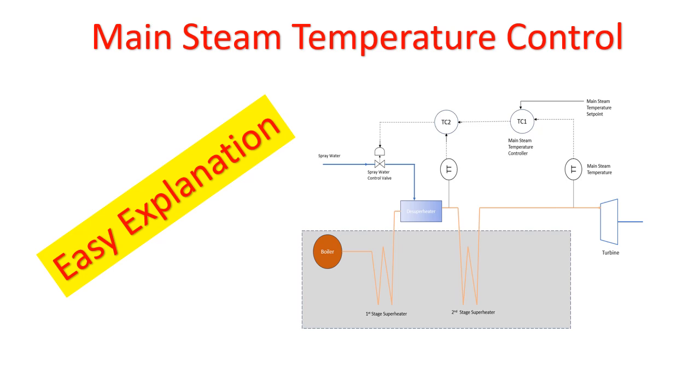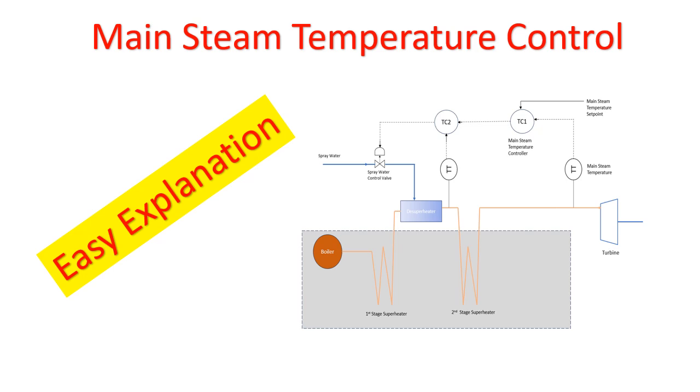Steam temperature of a boiler is critical for the safe, reliable, and efficient operation. The desired deviation range of the temperature is plus minus 4 degrees centigrade from the set point.